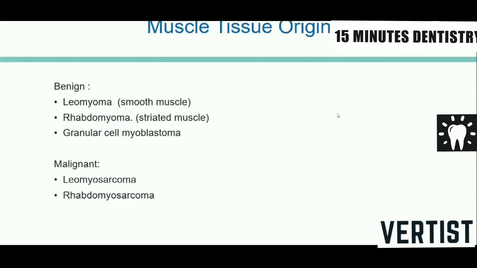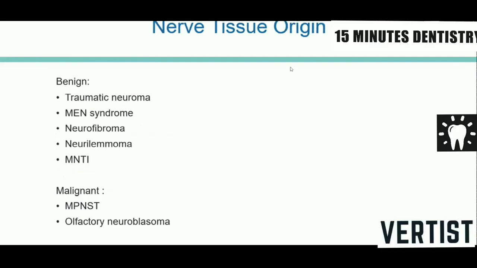Tumors of muscle tissue origin are extremely rare. Of smooth muscle, they are called leiomyoma, rhabdomyoma of the striated muscle tissue, and their malignant counterparts being called leiomyosarcoma and the rhabdomyosarcoma.